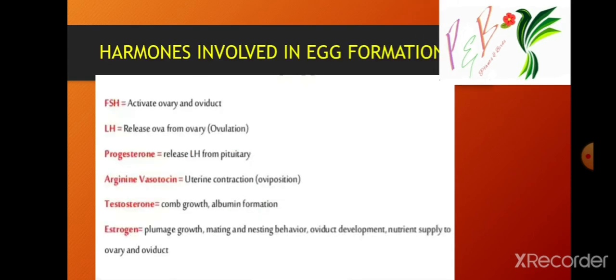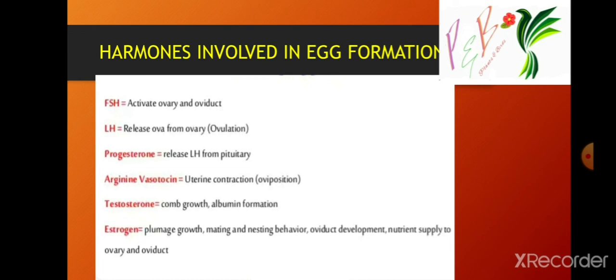Next, hormones. The egg is forming, and it is these hormones that do that formation. FSH activates the ovary and oviduct, and LH releases ova from the ovary, that is ovulation. LH means luteinizing hormone, which helps in ovulation. FSH means follicle stimulating hormone, that means follicles. Ova formation is stimulated by FSH, which activates the ovary and oviduct to get ready. And luteinizing hormone LH releases the ova from the ovary. Ovulation is done by luteinizing hormone.